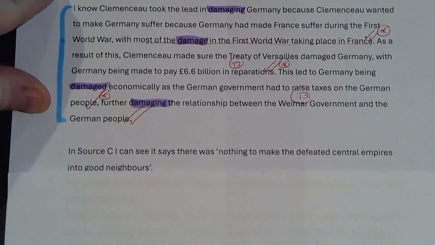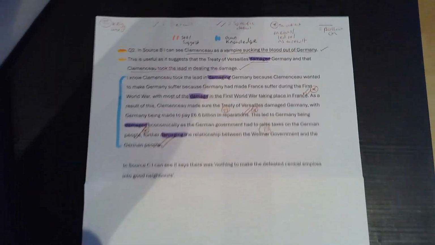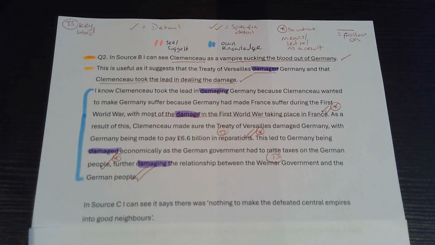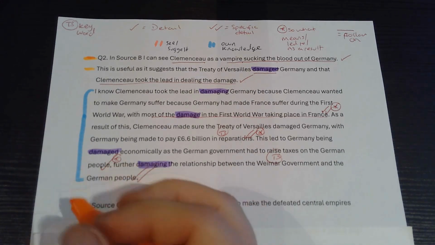So let's have a look at source C then. And we're going to just follow and look for the exact same things. So in source C, I can see it says there was nothing to make the defeated Central Empires into good neighbours. Okay? Yeah, it says that, so I can tick that off. Happy days.